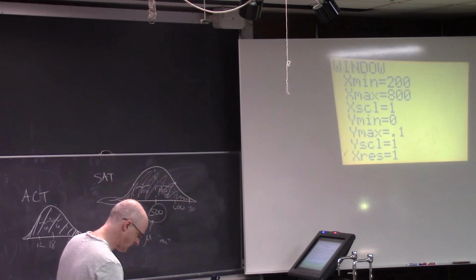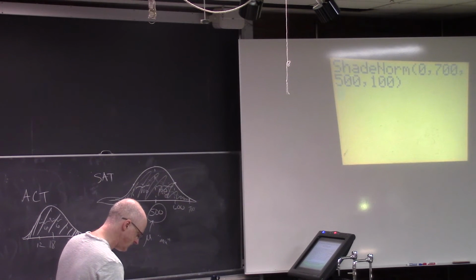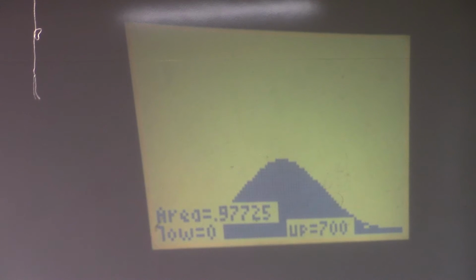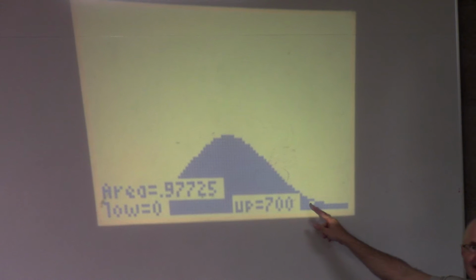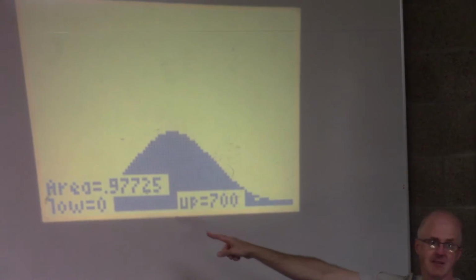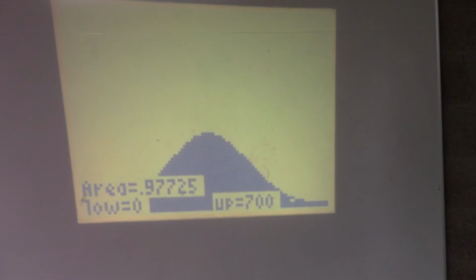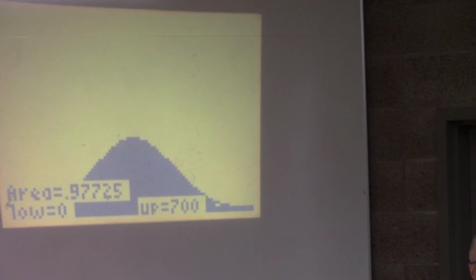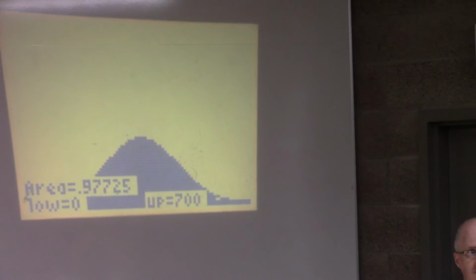Okay, let me go back to my window and make this 0.01 and see if it looks a lot better. That's better. So it's shading the area. You can just barely see that it missed a tiny little area there. That's part of the area that wasn't shaded. The total area is about 0.977. Approximate that to 0.98. Cindy scored at the 98th percentile. About 98% of the people scored lower than me.